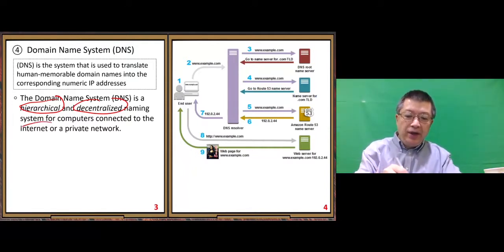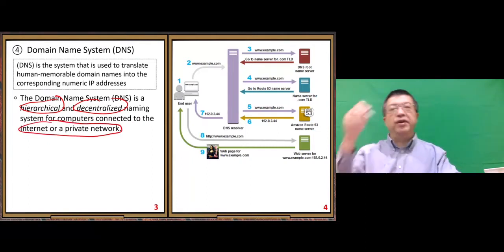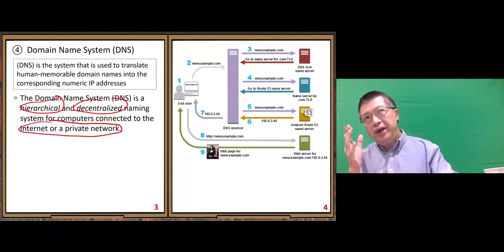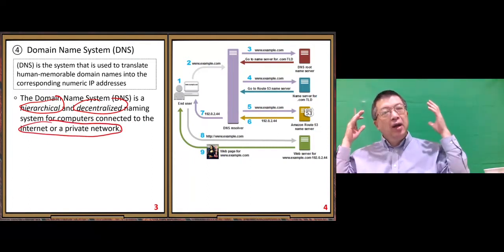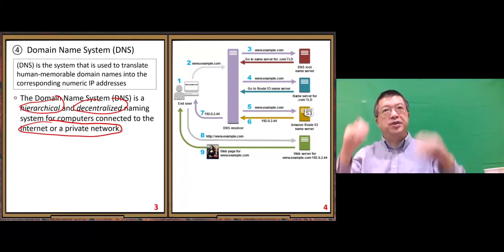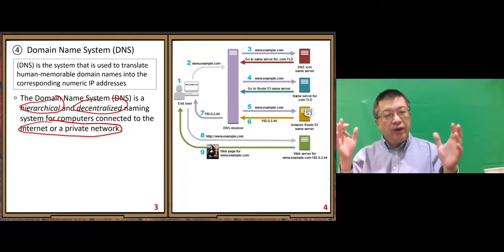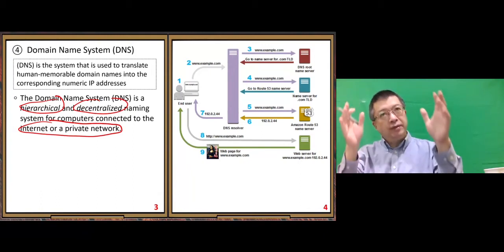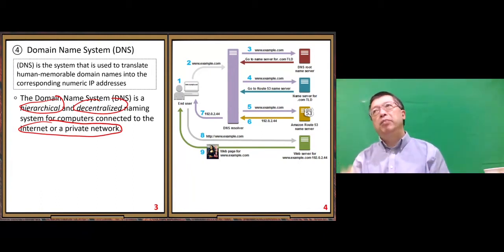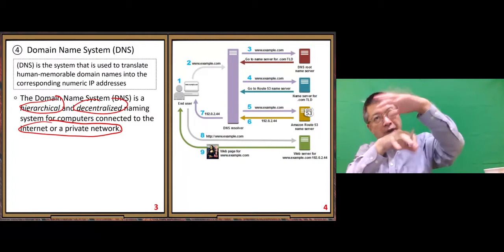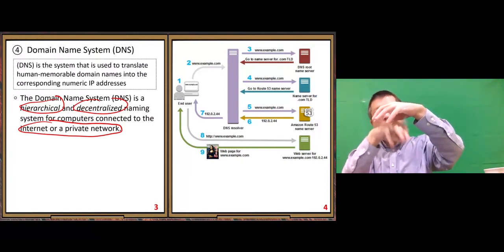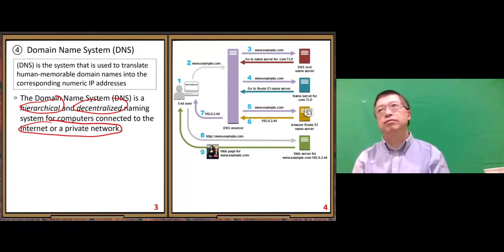Connected to internet or private network. Connected to internet, then you need a public IP address. Private network, you need a private IP address. But a private IP address is under a certain public IP address. So then no confusion.